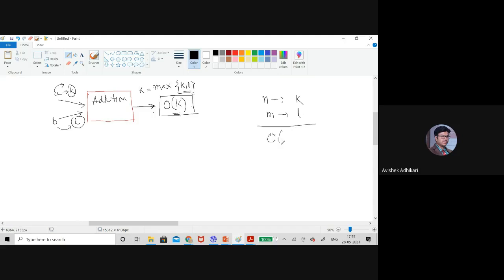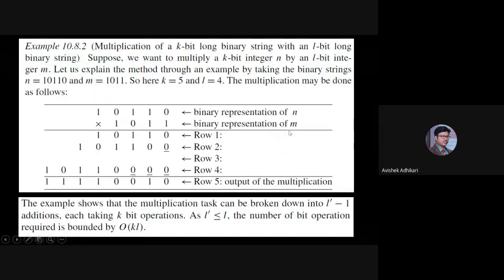Any idea? Order of how much? K into L. Exactly, it should be K into L. Now you can understand that if many zeros are there, then you do not need to do anything, right? So L dash is the number of non-zero bits, and L dash must be less than or equal to L. So actually the bit operation will be order of K into L.